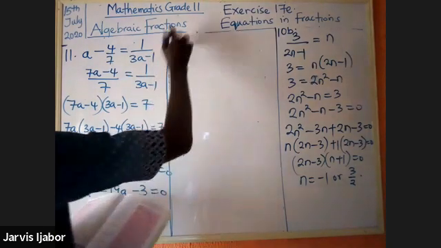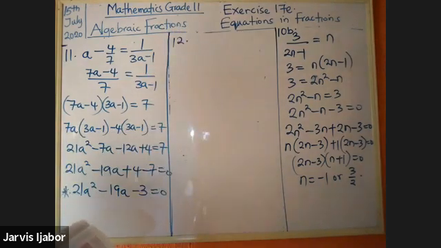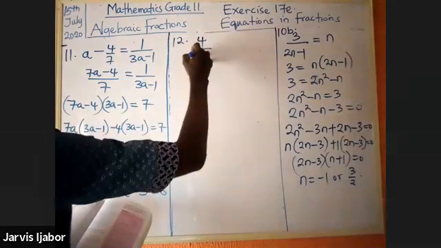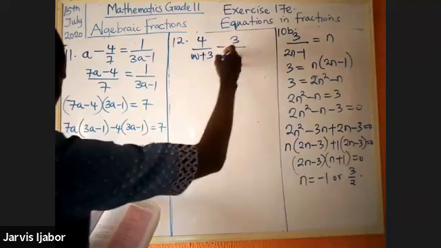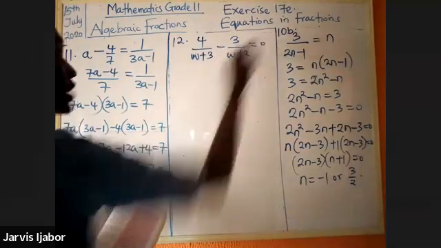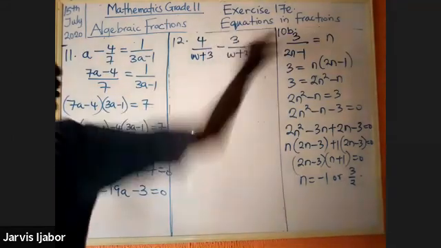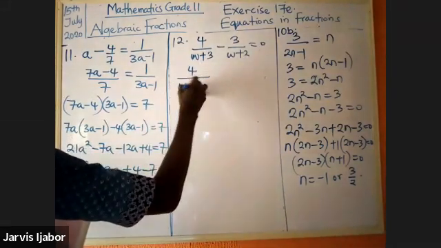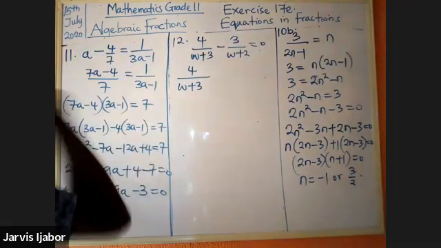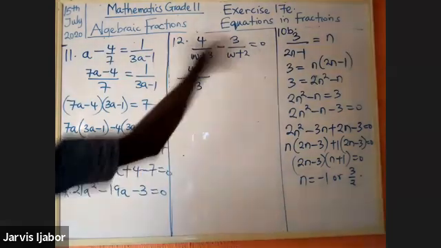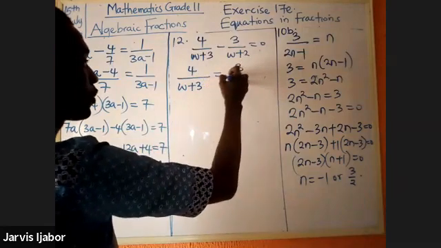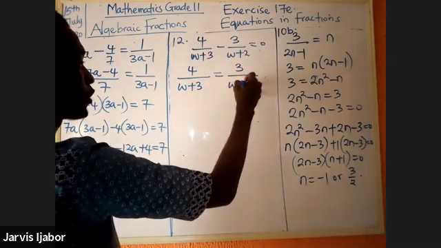Now, question 12. In question 12, you have 4 over w plus 3 minus 3 over w plus 2 equal to 0. Now, to solve this, move this to the other side. That will be 4 over w plus 3 equal to, what's the issue now? You add the additive inverse of this to both sides. So that will give me 3 over w plus 2.